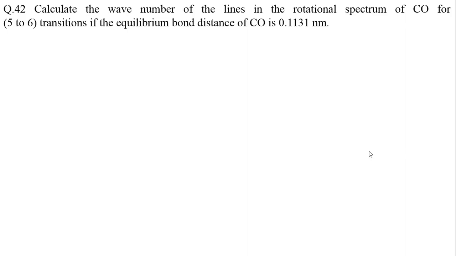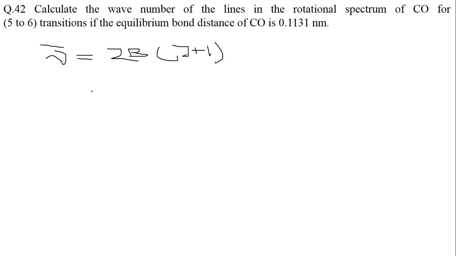So we want to calculate the wave number, and we know wave number is 1 by lambda. It has the same weight as that of B. So the wave number is, we know in case of transition, the wave number between transition from J to J plus 1 is equal to 2B into J plus 1. That is the higher of the two values involved.